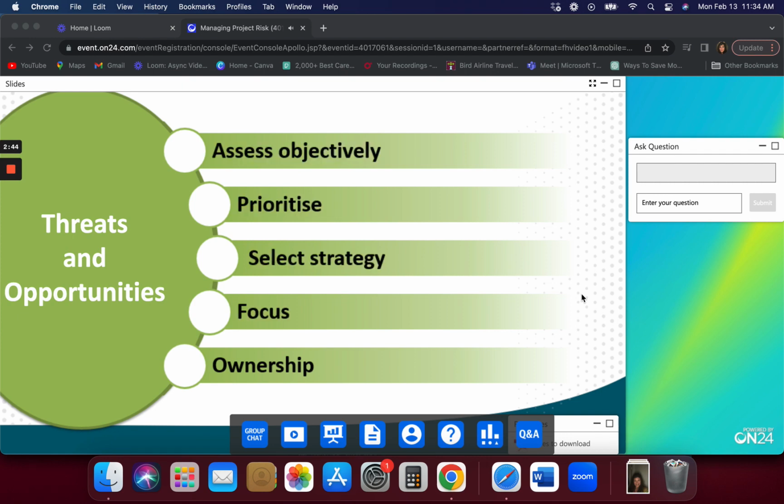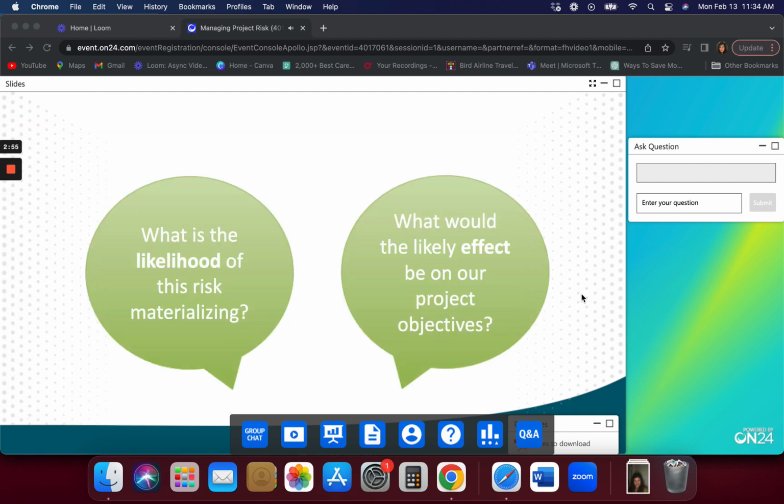So how do we do all of that? Well, it actually boils down to two very simple questions. What is the likelihood of this risk materializing? Question number one. And question number two, what would the likely effect be on our project objectives if it were to materialize? So we've got something that is uncertain, so it may or may not happen, but how likely is it? And secondly, what would the effect be on our project objectives if it were to materialize?